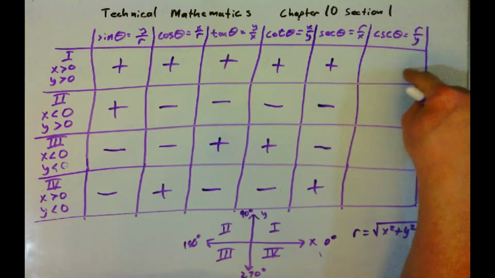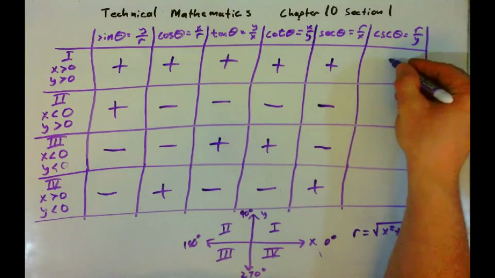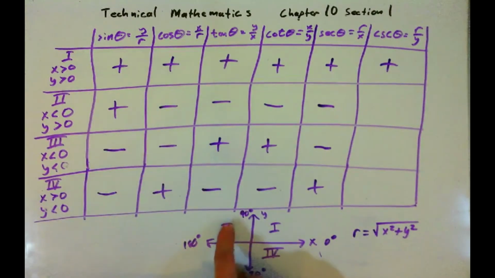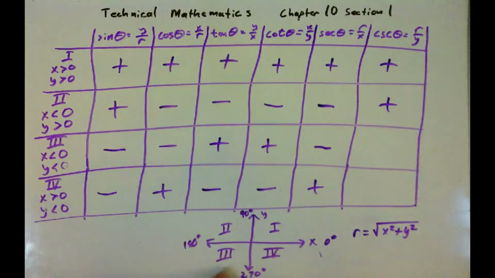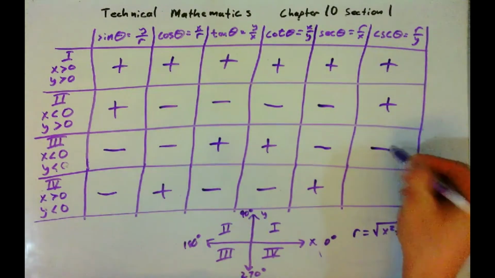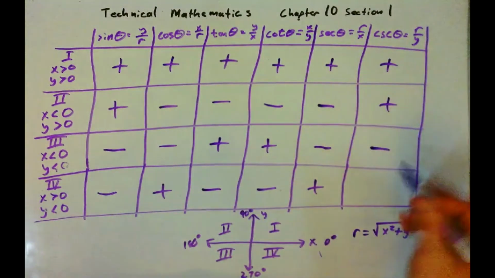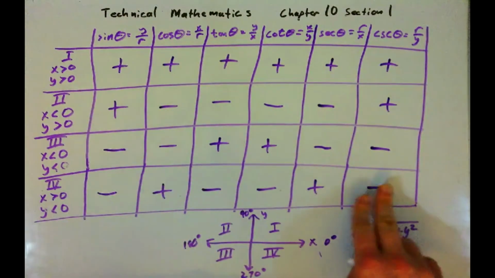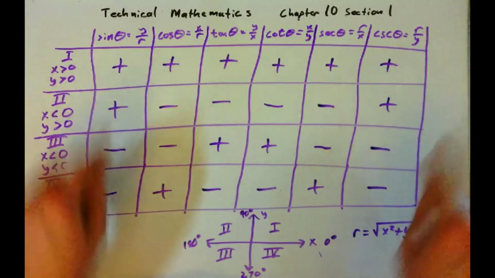And then finally cosecant is r divided by y. Y is positive in the first quadrant, so a positive divided by a positive is positive. Y is still positive in the second quadrant, and so we have a positive divided by a positive, which is a positive. In the third quadrant, though, y is negative, and so a positive divided by a negative is a negative. And in the fourth quadrant, y is negative, and so a positive divided by a negative is still a negative.